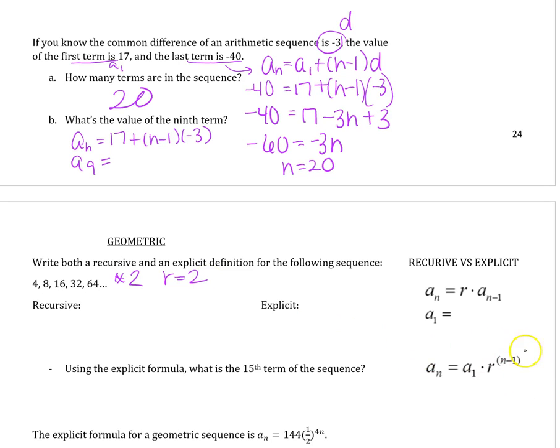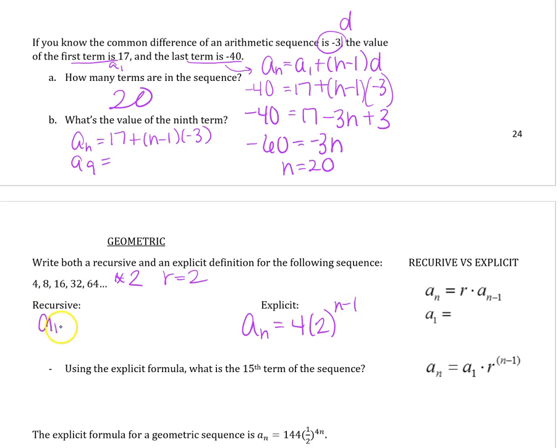Here's your explicit formula, which is again given to you on your reference sheet. A sub n is equal to the first term times the common ratio. Should I write it like this? 4 times the common ratio raised to the n minus 1.